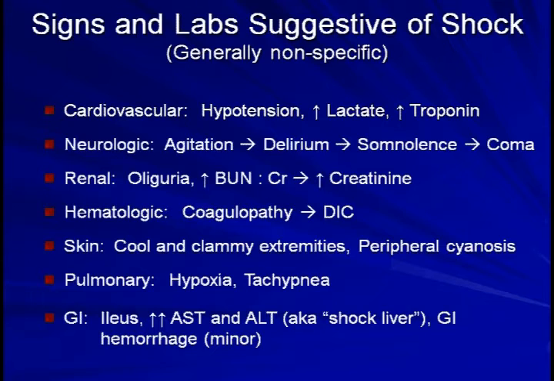Regarding this list of signs and lab abnormalities, there are no guidelines or criteria regarding how many need to be present or which systems need to be involved in order for shock to be present. But a combination of multiple abnormalities from more than one system, particularly in the presence of hypotension, should definitely trigger the medical provider to become concerned about the presence of shock.